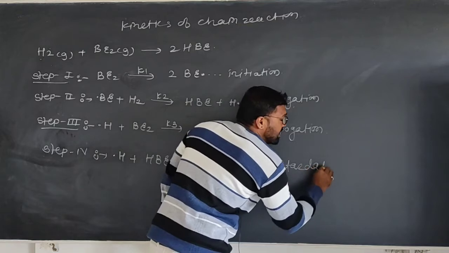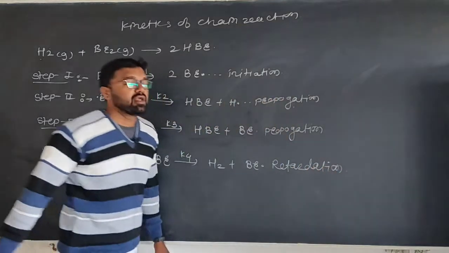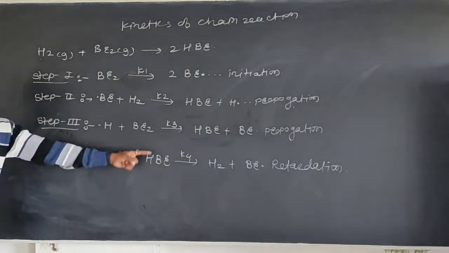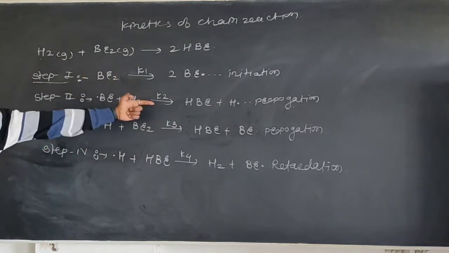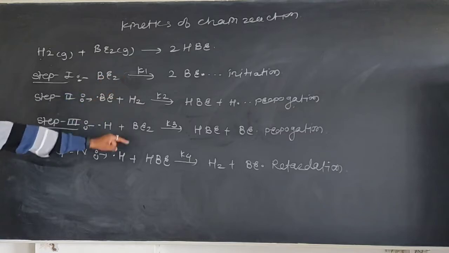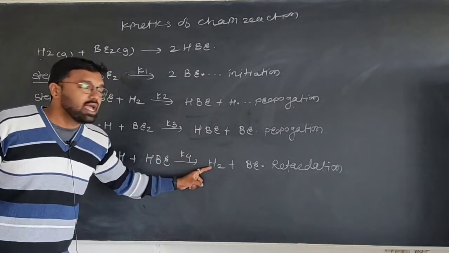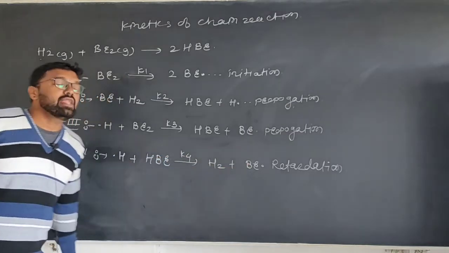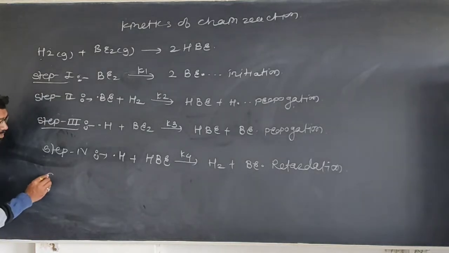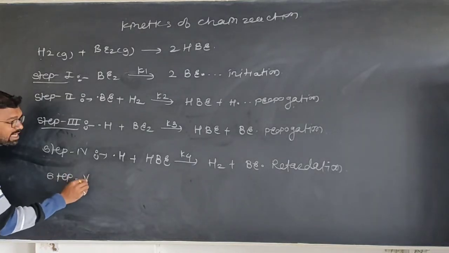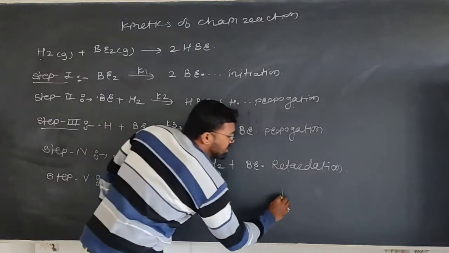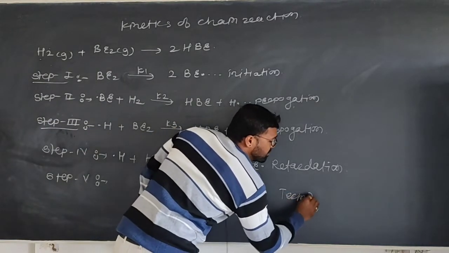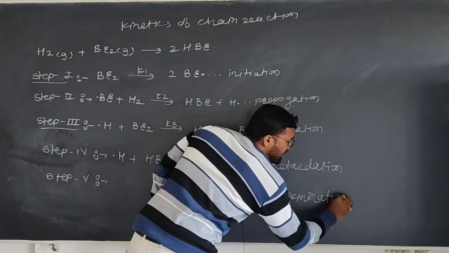What is retardation? That means the product formation is reduced. This free radical may attack the product formed in a previous step, and there is a formation of H2 as a reactant and bromine as a radical, which is also a reactant in the previous step. And in the next, fifth step, which is called termination, if you want to stop this reaction, it is the termination step.